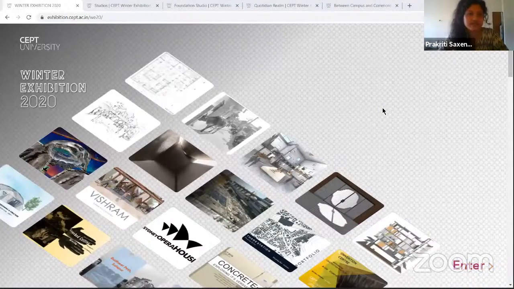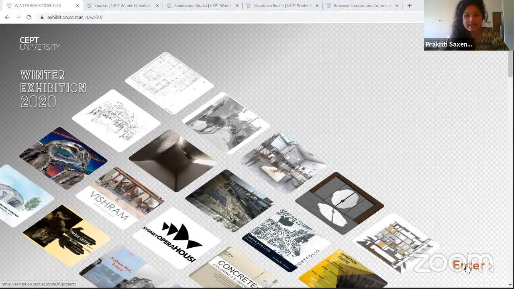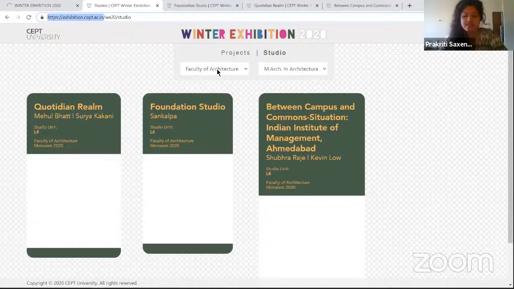So basically, when you enter the CEPT exhibition website, which is exhibition.cept.ac.in, V20, which is Winter Exhibition 2020, you have the icon that says enter. So you click on that and you will be taken to the venues and projects through projects of individual students and studios. If you enter the Faculty of Architecture and the Masters in Architectural Design, you will be taken to the page with the three studios that were conducted in the MAED program this semester. If you click on each of them, you will be taken to the studio page.